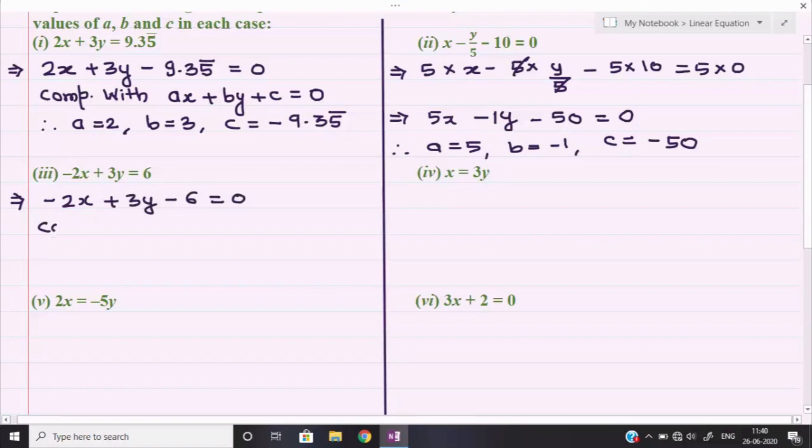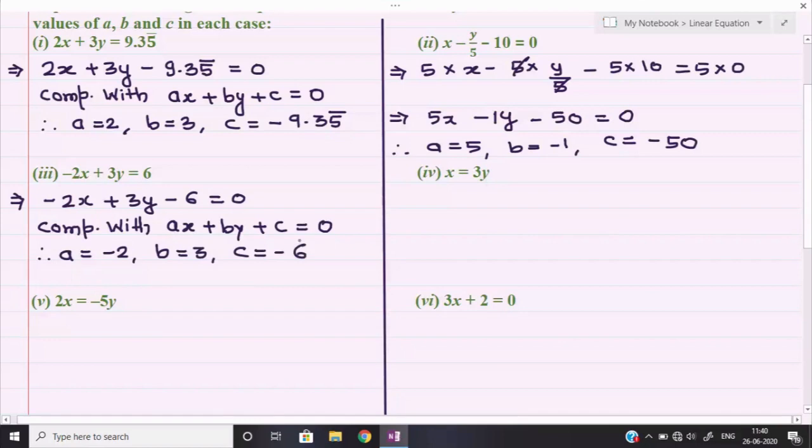Now we shall compare this equation with the standard linear equation. Comparing with ax plus by plus c is equal to 0, we can say that the value of a will be equal to minus 2, b will be equal to 3 and in the same way c will be equal to minus 6. So it is very simple. We can easily find the value of a, b and c if I compare the similar kind of terms.